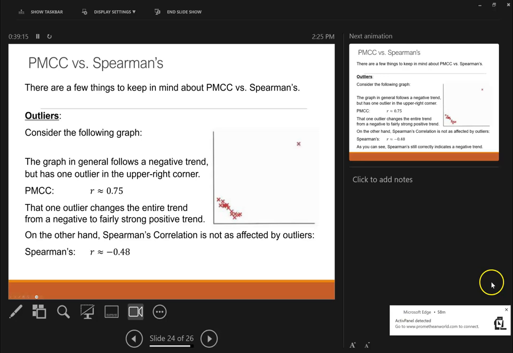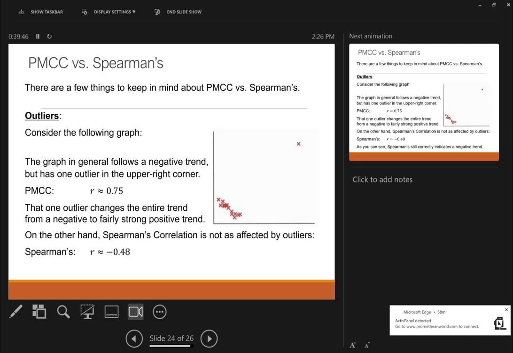Notice that one outlier for the Pearson, if I look at the overall trend of the data, it should be negative, right? All the data lines up in a pretty strong negative line, except for that one stupid outlier. Look at what the outlier did to our Pearson statistic. Made it positive. That data should not be positive. It's a huge effect. Spearman, though, still comes out negative, right?